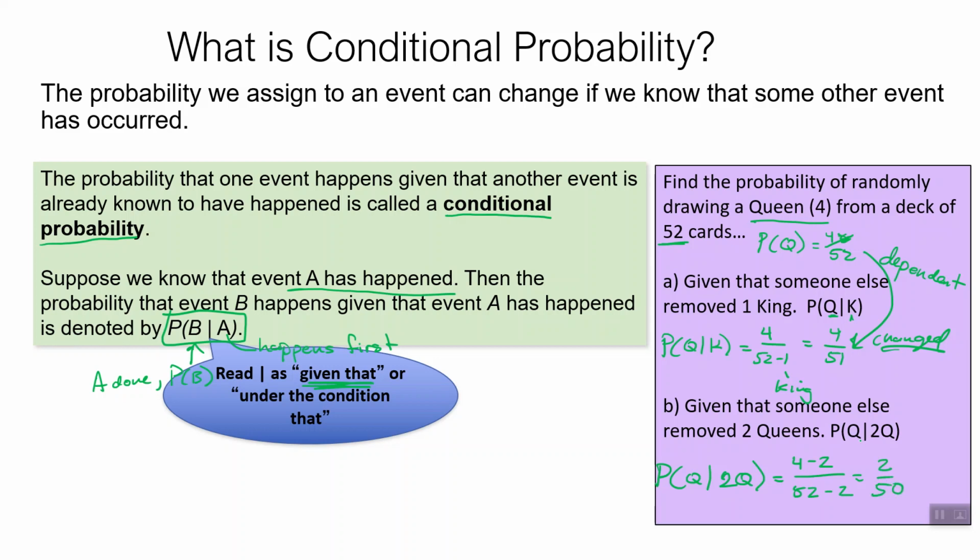Now, the trick here is not asking what's the probability of getting a queen, then a queen, and then a third queen. It's just asking about the probability of getting a third queen. So it's not doing it 3 times in a row. It's just asking about the third one here. And notice the probability has changed again. So again, these are what we would call dependent events. The probability is changing.